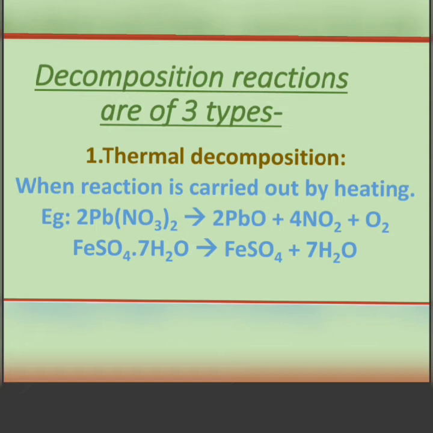So based on this only, decomposition reactions are of three types. First is thermal decomposition. What happens in this is that decomposition is carried out by heating. Here I have given two examples. 2Pb(NO3)2, this is lead nitrate. On heating, it decomposes into 2PbO, lead oxide, plus 4NO2, nitrogen dioxide, and oxygen.